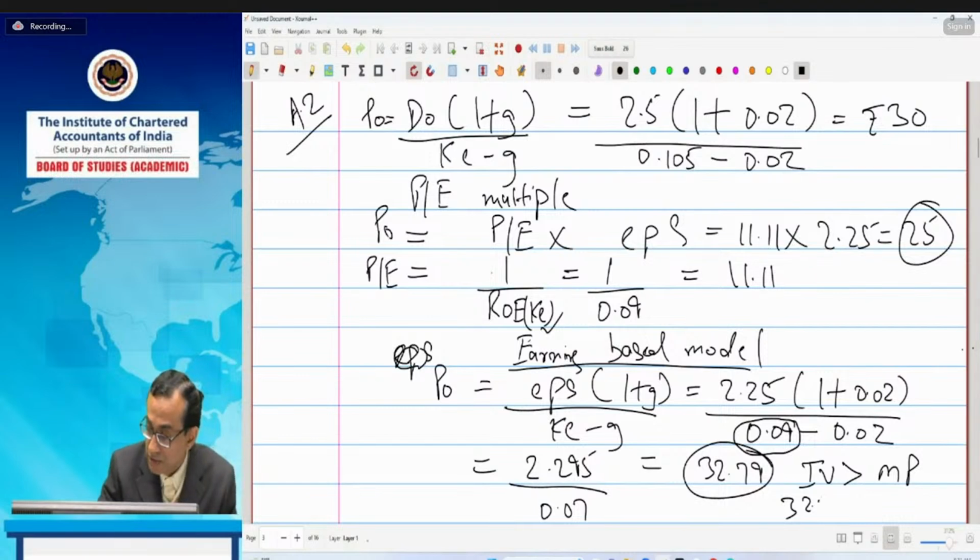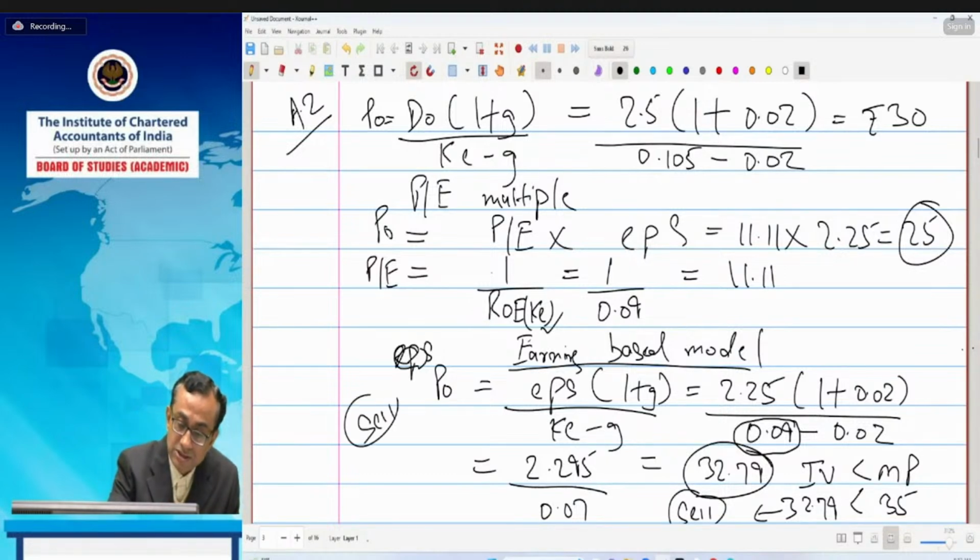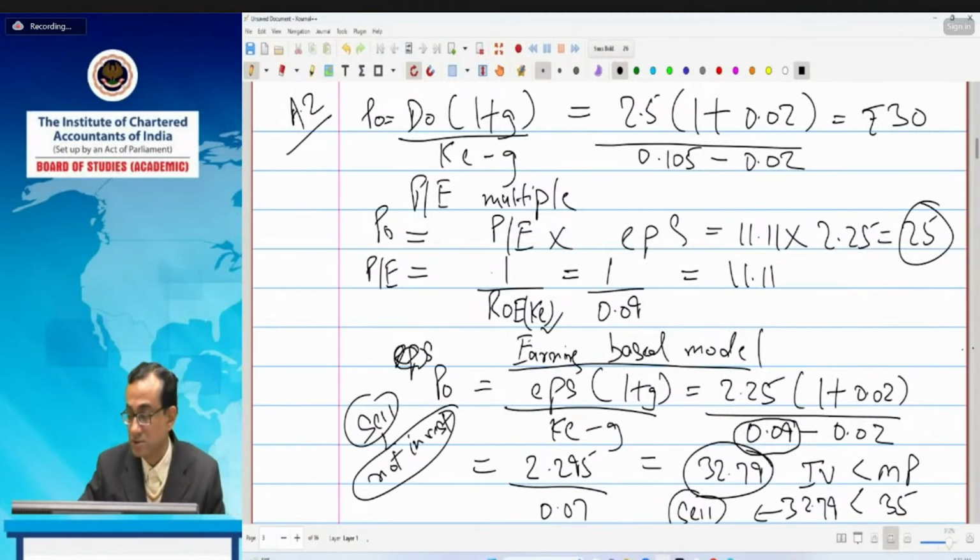32.79, which is actually less than the current market price. So since it is less than the current market price, the decision will be to sell, or not to invest in the company. The decision will be to sell if it is already holding it, or if it has not purchased, then not to invest, or avoid investing in the share of such company.